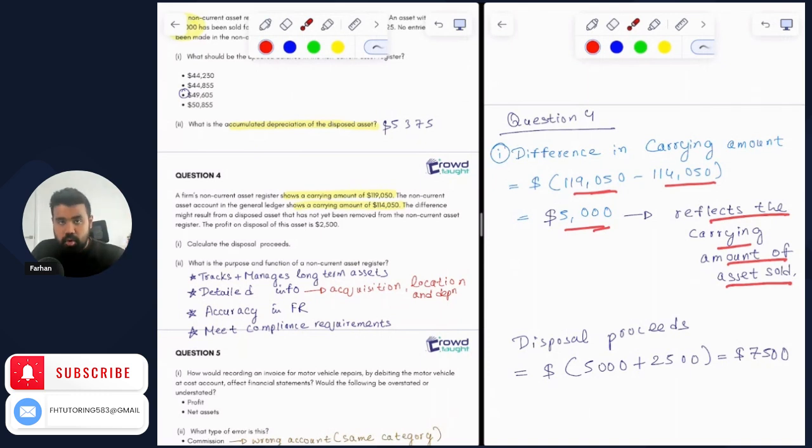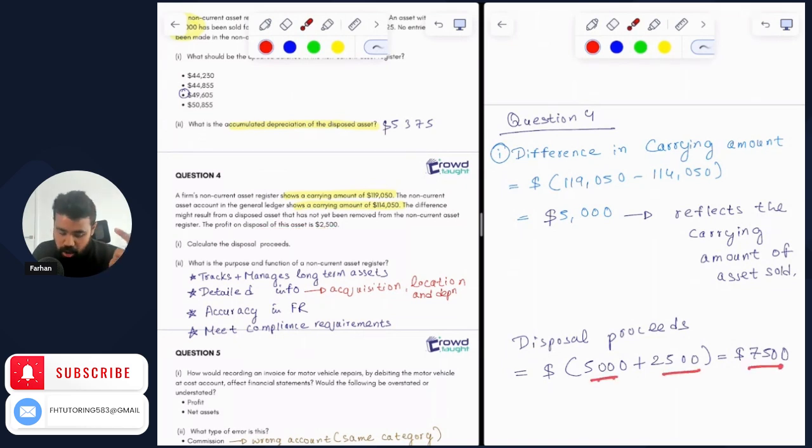Based on the last line of the question, the profit on disposal of this asset is $2,500. So if you know the carrying amount is $5,000 and you know that when you sold this asset, you made a profit of $2,500, then the disposal proceeds are simply $5,000 plus the $2,500, which is $7,500.